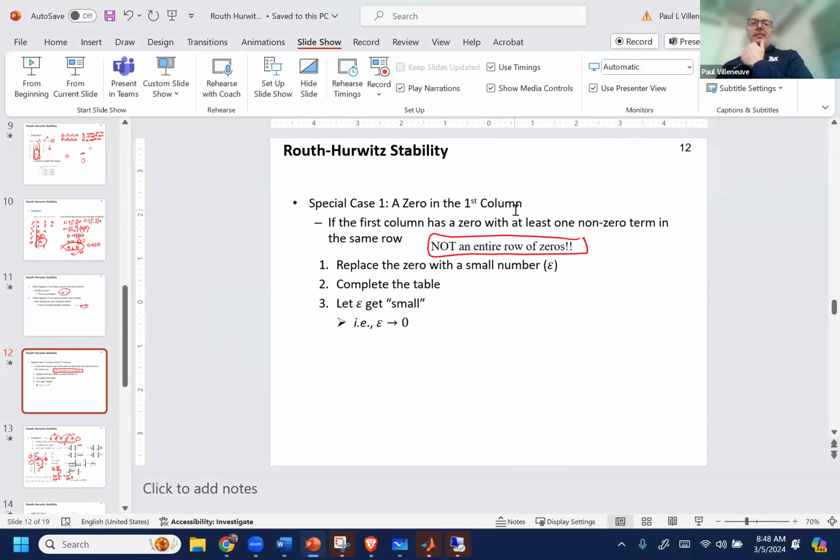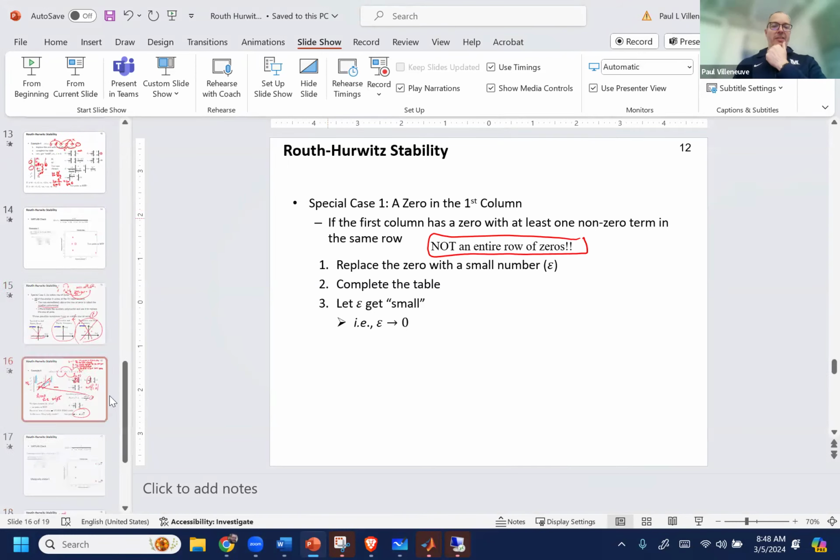And that's it for the characteristic equation in Routh-Hurwitz.